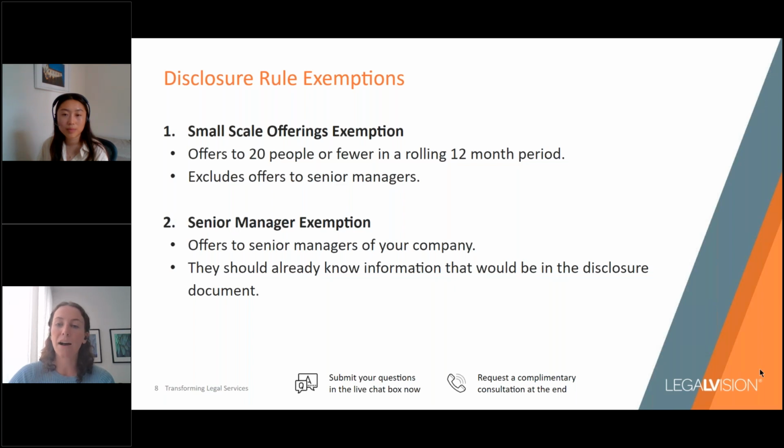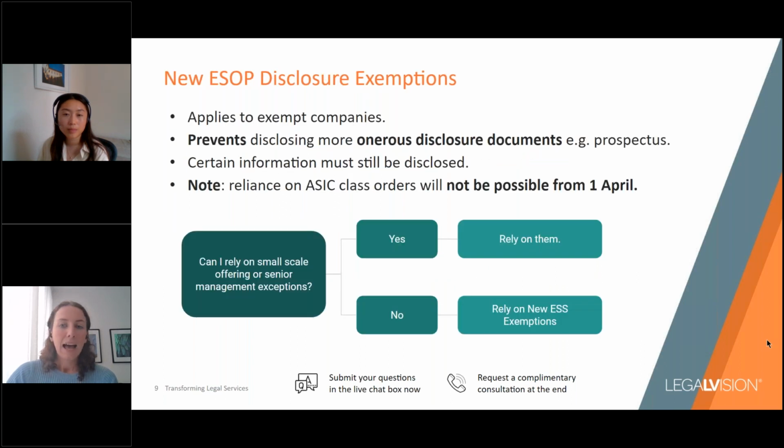Just a note as well that the 20-person limit for the purpose of the small scale offerings exemption excludes any offers that are made to those senior managers. The other relevant exemption to consider is the topic of this webinar. The new regime that was introduced in October last year. For the purpose of this webinar, we'll refer to those new rules as the new ESOP disclosure exemptions or the new ESOP disclosure regime.